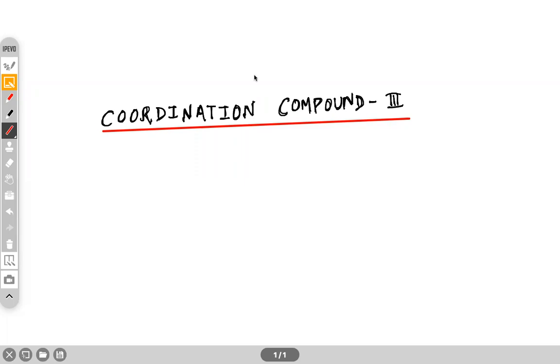Yeah, so I think we had discussed structural isomerism in quantum, right? Yes, sir.